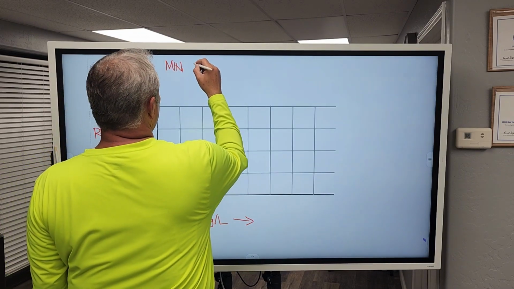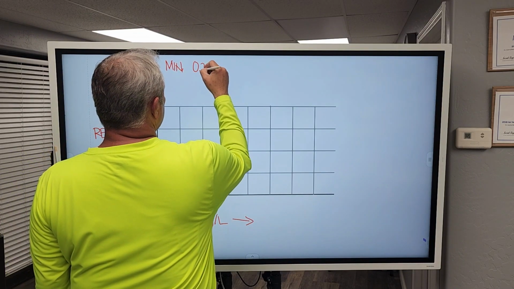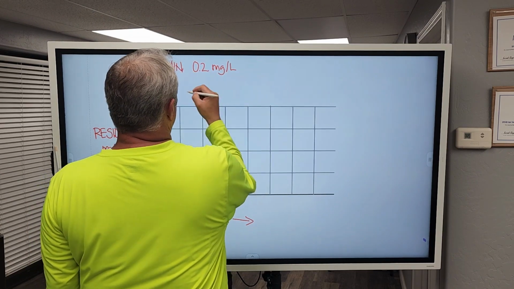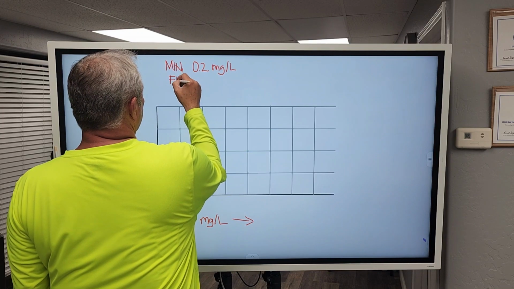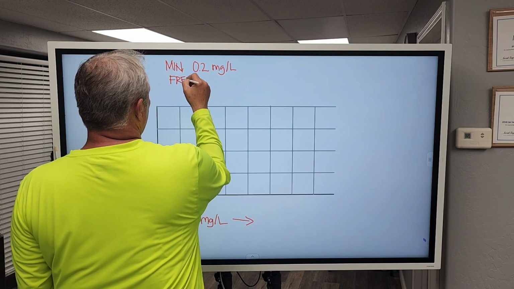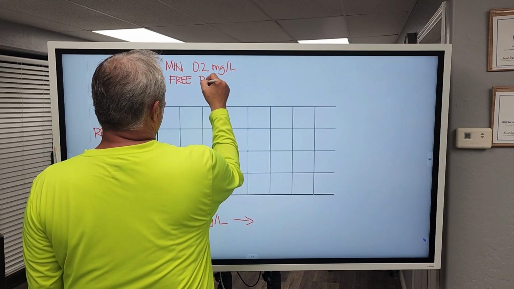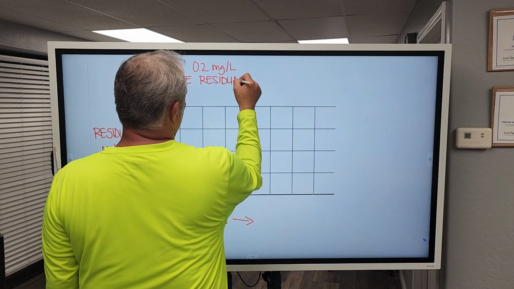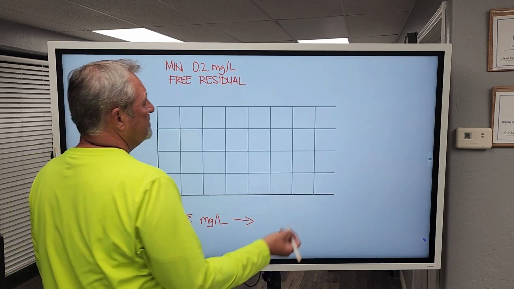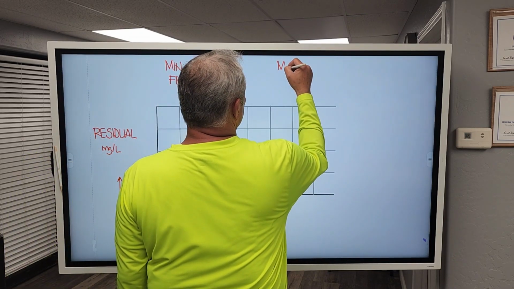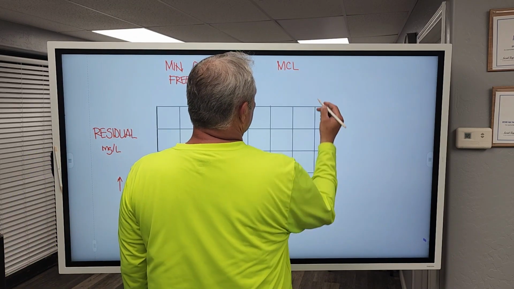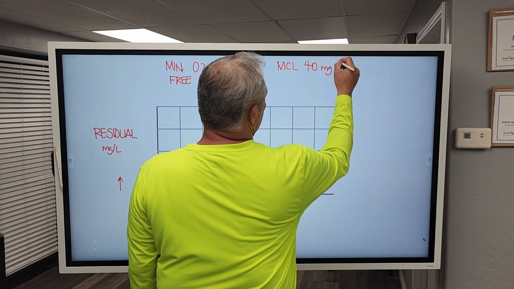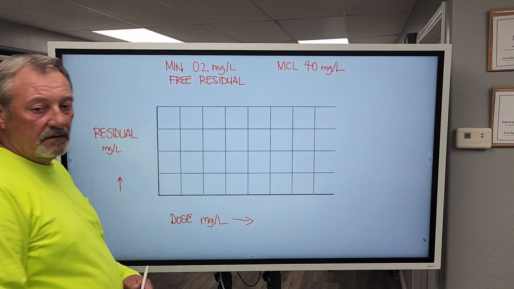We want a minimum of 0.2 milligram per liter, and this would be a free chlorine residual. The MCL, the maximum contaminant level for chlorine, is 4 milligrams per liter.